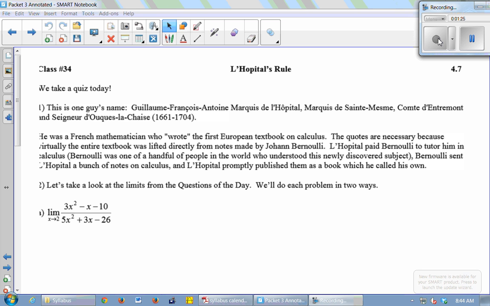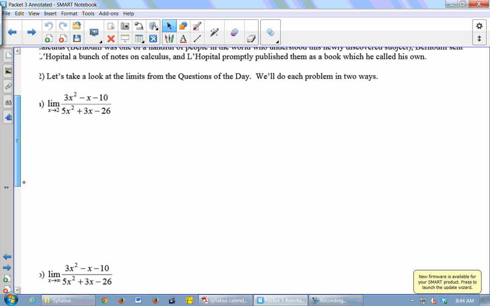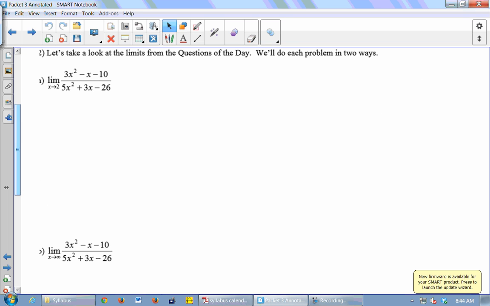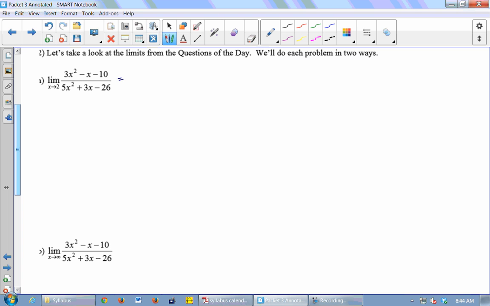Okay, so we're going to take a look at a couple of limits here. We're going to do each problem in two ways. All right, so the limit as x approaches 2 of 3x squared minus x minus 10 over 5x squared plus 3x minus 26. Now what happens if I just try to plug in the 2? You get 0 over 0. 2 squared is 4, times 3 is 12, minus 2 is 10, minus 10 is 0. So if we just plug in the 2, we get 0 over 0, which is an indeterminate form, right? We cannot tell what this is going to go to.